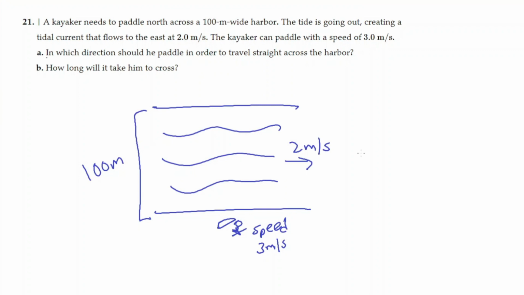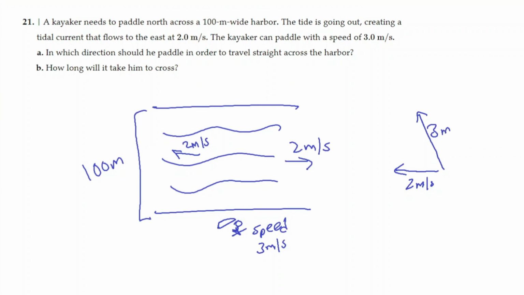Alright, so let's take a look at A. So in which direction should he paddle in order to drive straight across the harbor? So given that the tide is flowing at 2 meters per second east, in order to negate that, we want to be flowing at 2 meters per second west as our horizontal component. So we know that we have to paddle somewhere in the vicinity of this area. Our first vector, this 2 meters per second west, is a must. We must paddle at that speed in order to negate the fact that the river is flowing at 2 meters per second east.